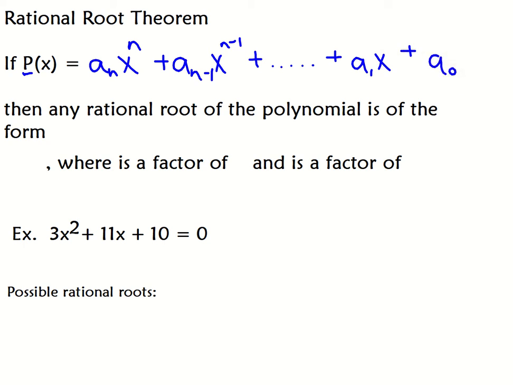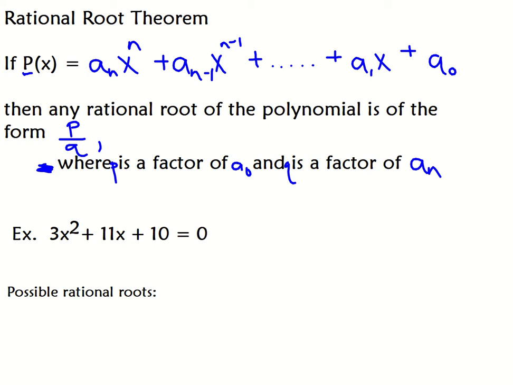So this looks a little bit intimidating because the coefficients, we don't know how many there are, so we can't label them A, B, C, D, E, so we just label them with the A with the subscripts. But it's just a regular polynomial in standard form. The rational root theorem then says any rational root of the polynomial is of the form P over Q, where P is a factor of a sub 0 and Q is a factor of a sub n.